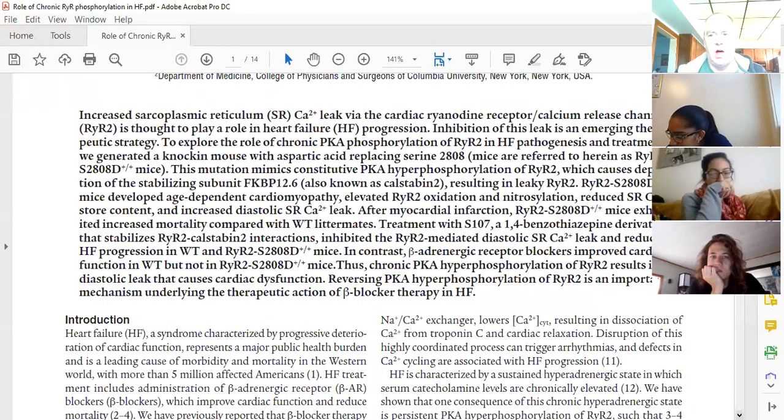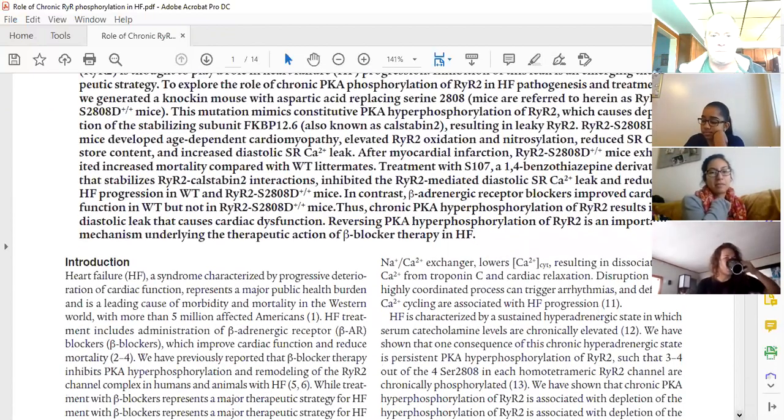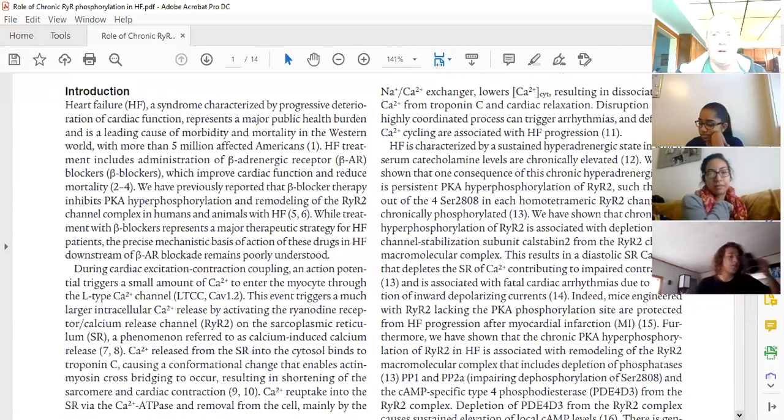So a lot of what this paper is about is that interaction between calstabin and the ryanodine receptor. And something new they're adding on top here is the oxidation state of the ryanodine receptor, which I never heard of before. I mean, I know things can be oxidized, but I didn't know the ryanodine receptor was. So something new for everybody here.